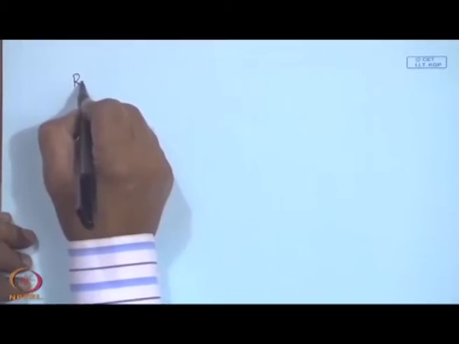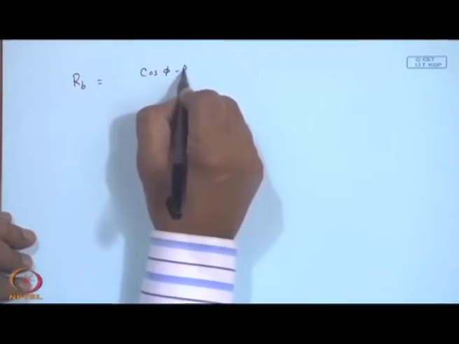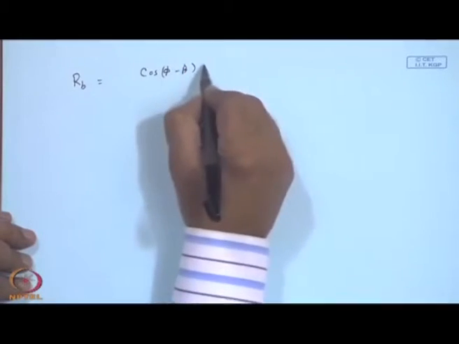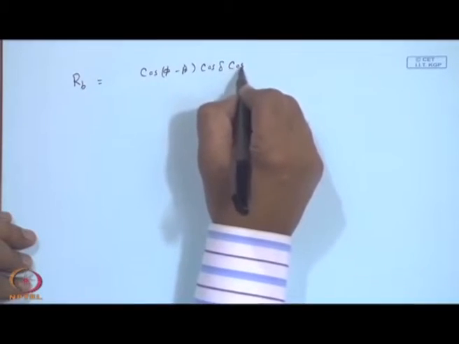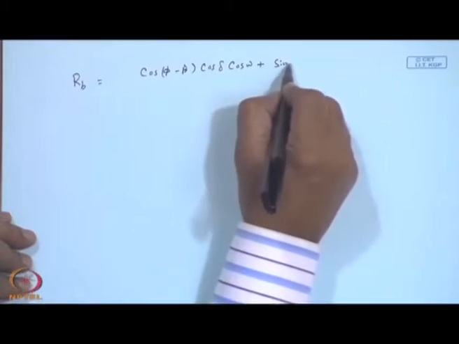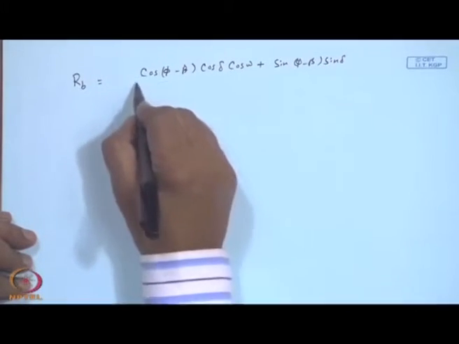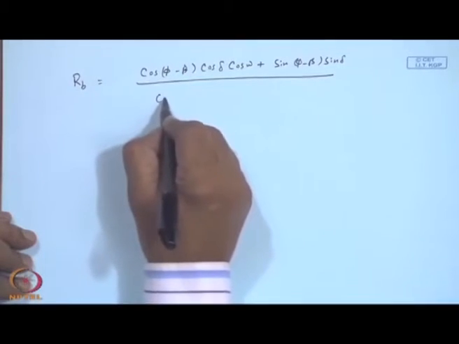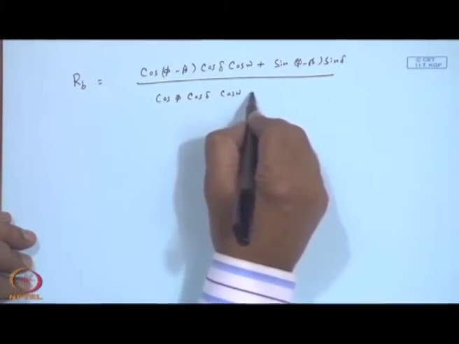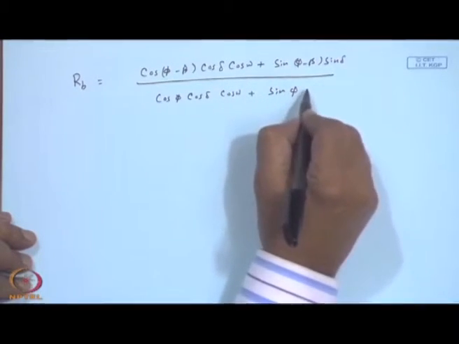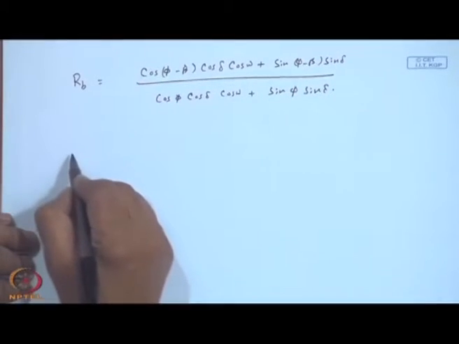So, RB for a south facing surface is the ratio of the cosine of the angle of incidence for the south facing surface, cos(phi minus beta) cos delta cos omega plus sin(phi minus beta) sin delta, over cos phi cos delta cos omega plus sin phi sin delta. First, we take up March.